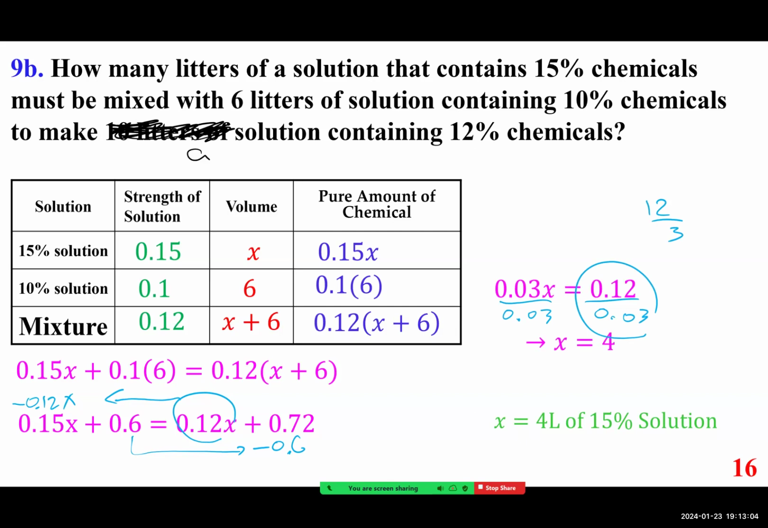Again, just to recap, how many liters of a solution containing 15% chemical must be mixed with 6 liters of solution containing 10% chemical to make a solution containing 12% chemical? This number shouldn't be given in the first place.